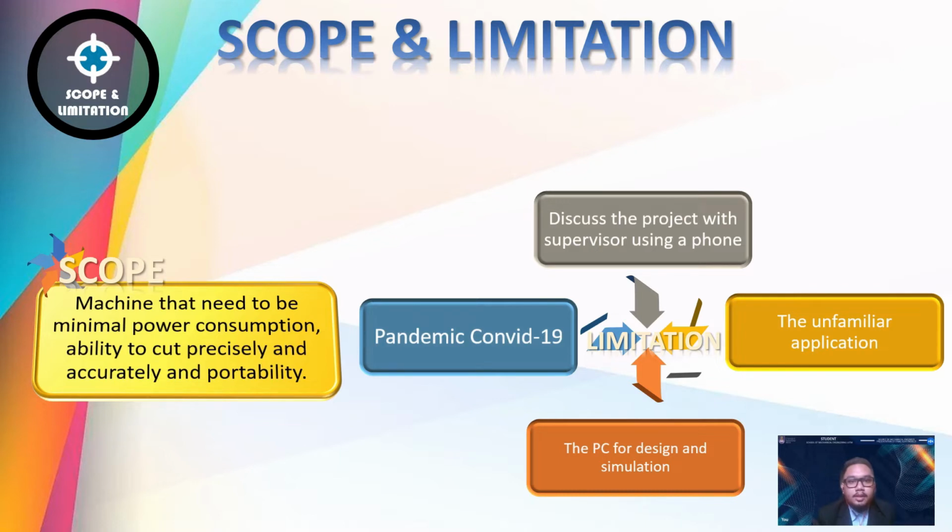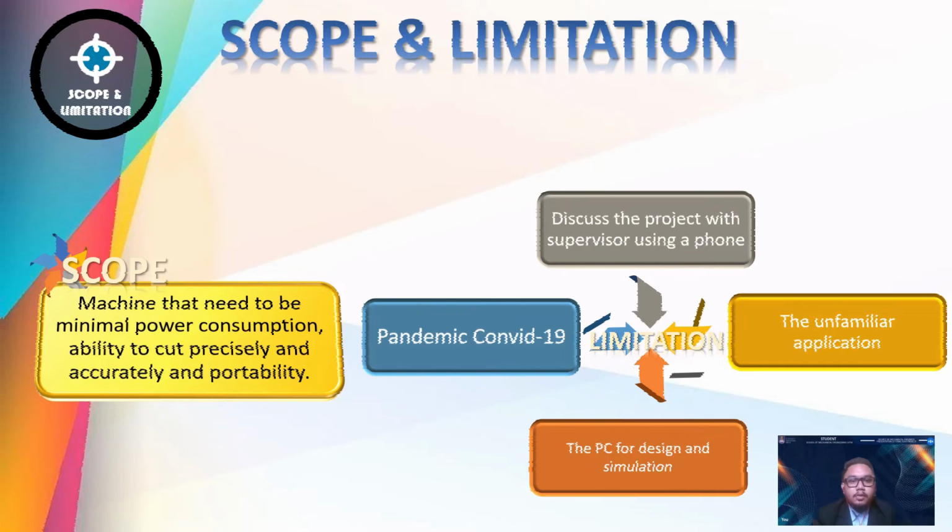Next is the cost of the PC for design and simulation. At this stage, the limitation of the PC for design and simulation is that it is not good for rendering and it takes a longer time to finish. Third is the unfamiliar application used. The applications were learned on the internet only. And lastly, it is quite difficult to discuss the project with the supervisor using a phone.